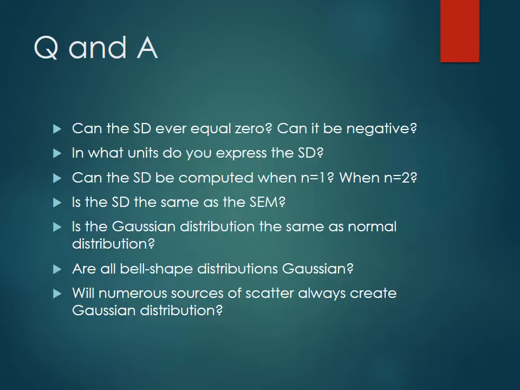Good. Is the Gaussian distribution the same as a normal distribution? Yep, they're the same thing. So we'll use those words interchangeably. Are all bell-shaped distributions Gaussian? So all Gaussian distributions will be bell-shaped, but not all bell-shaped curves are going to be Gaussian, right? There are circumstances where the data could be skewed in such a way that even though it looks bell-shaped, it wouldn't necessarily be considered normal data. So just keep that in mind. And then will numerous sources of scatter always create a Gaussian distribution?